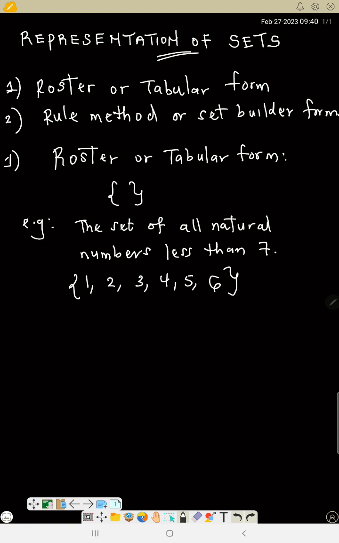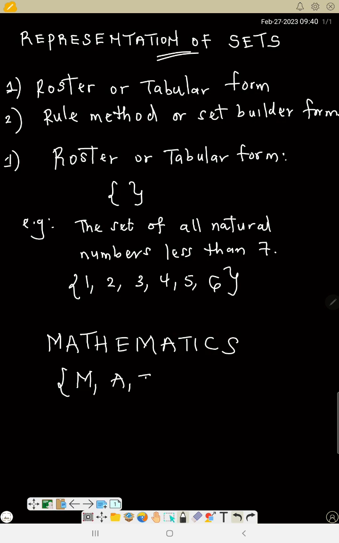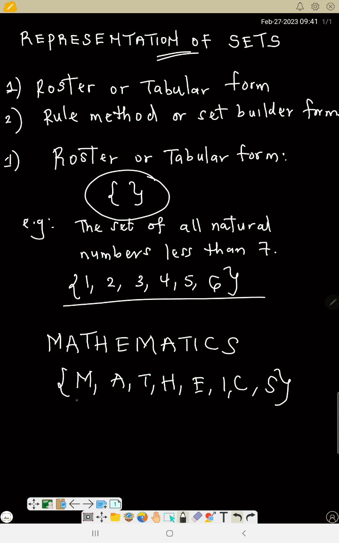We can also say the set of all distinct letters of the word maths. Distinct letter means different letter. So that will be M, A, T, H, E, I, C, S. We don't need to repeat the two T's. So what we are trying to derive here is that we can represent a set using roster form, that is the curly brackets with the elements inside, just like this.